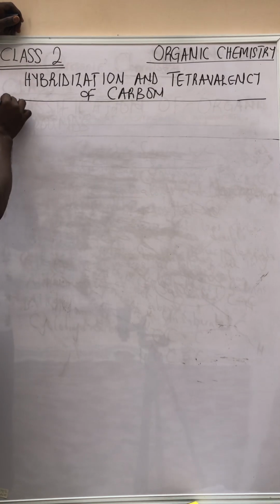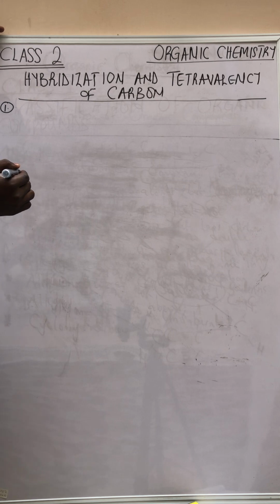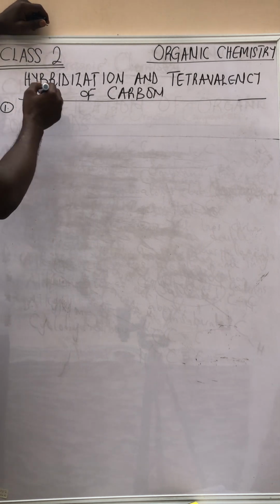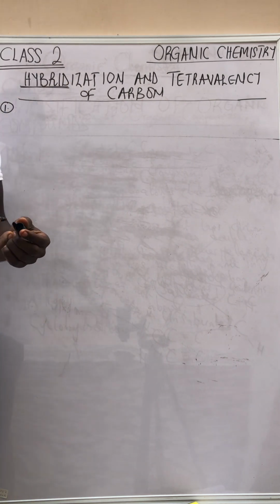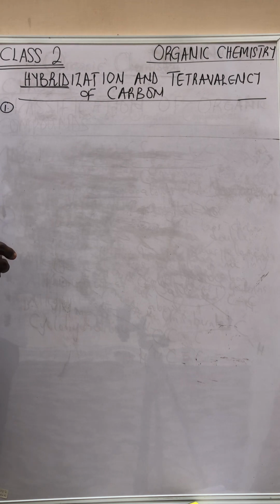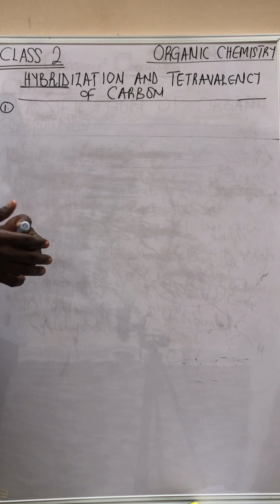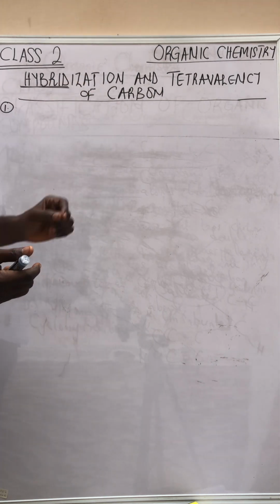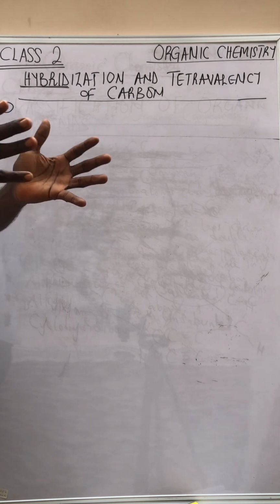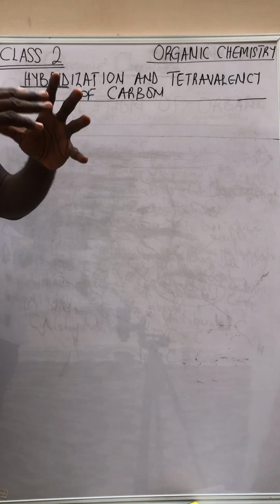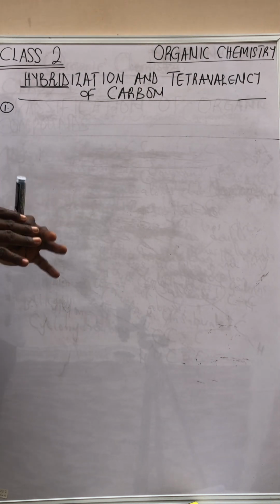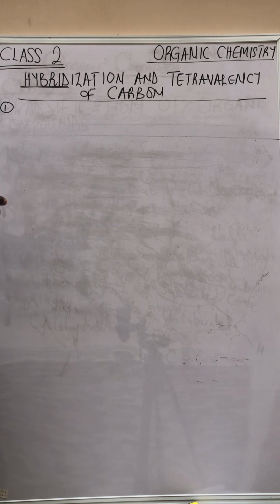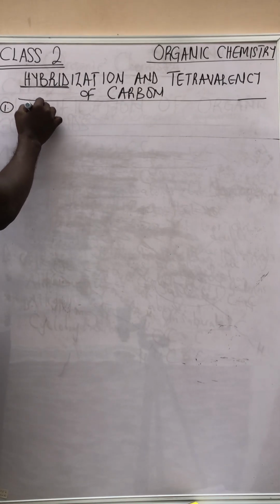Now, number one, what is hybridization? Hybrid is like an offspring. Hybrid is an offspring. It's like a product. So that means hybridization is a mixture of two things. But what are we mixing in hybridization? We are mixing orbitals.